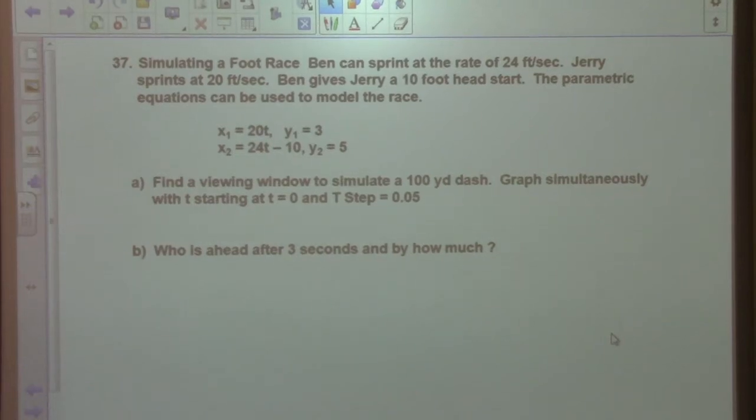Good afternoon, ladies and gentlemen of Precalculus. Today we're going to be looking at real-world applications of parametric equations.